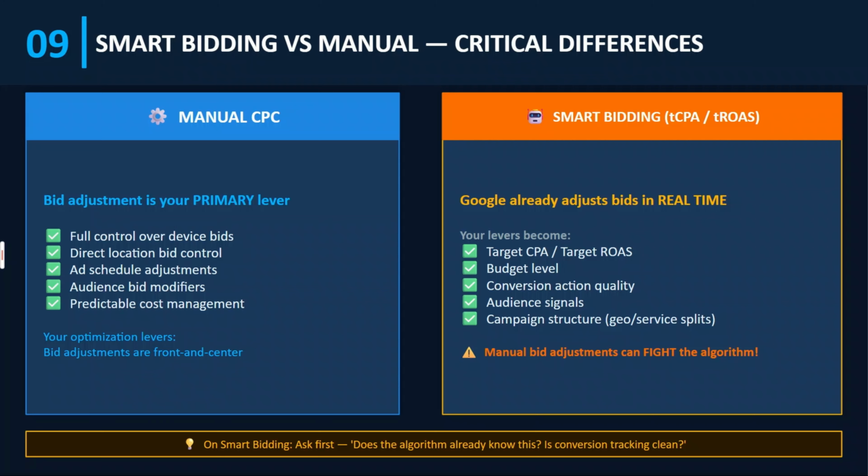Before you touch any manual bid adjustment on a smart bidding campaign, first ask yourself, does Google already know this? Is my conversion tracking accurate? And would restructuring the campaign be better?